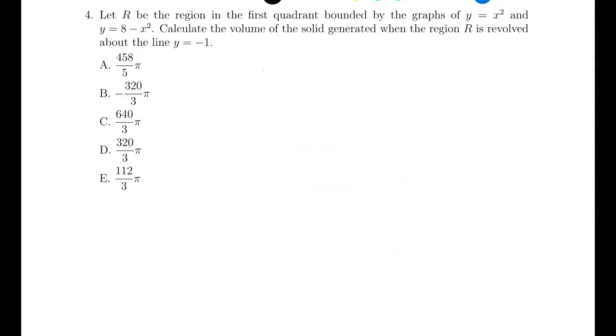All right, so for this next example, we are to use the same region, but this time we're asked to calculate the volume of the solid generated when the region is revolved about the line y equals -1. So let's recall the graph of our region. This is how the graph of the region looked like. That point is (2, 4).